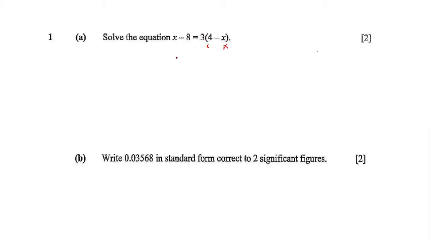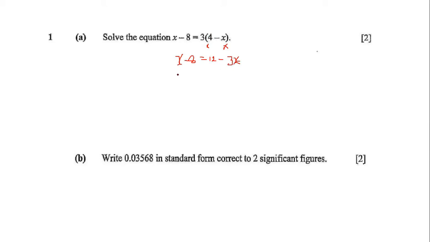So if we write this one, we're going to have x minus 8 is equals to, so this one will be 3 times 4 here, which is equals to what? 12. So 3 times 4 will give us 12. Then 3 times negative x, this one will give us minus 3x. So 3 multiplied by negative x will give us negative 3x.